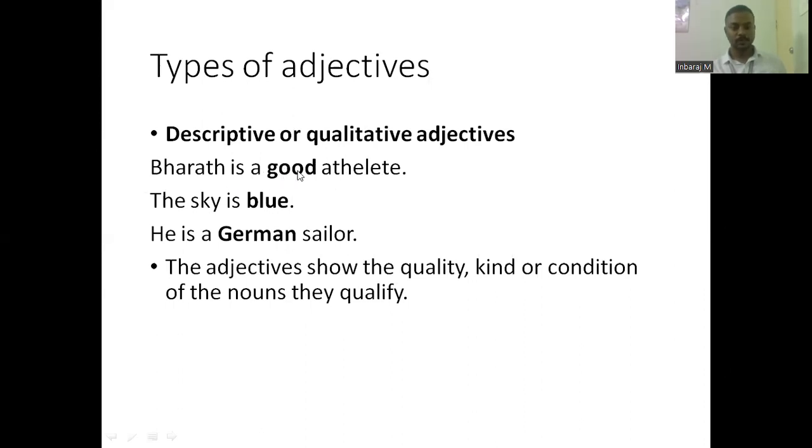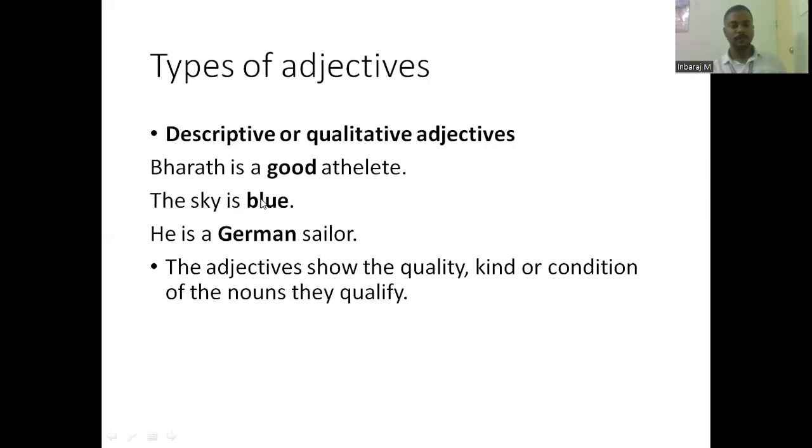So here, good is the adjective and denotes the noun athlete, which ultimately describes the subject Bharat. So Bharat is a good athlete. Okay, he's not an occasional athlete or normal athlete. He's a good athlete.